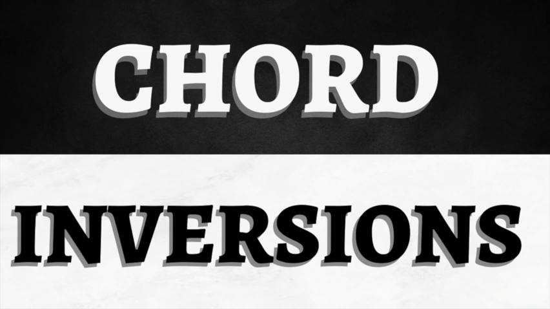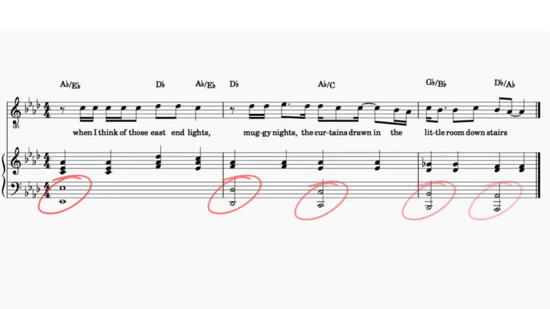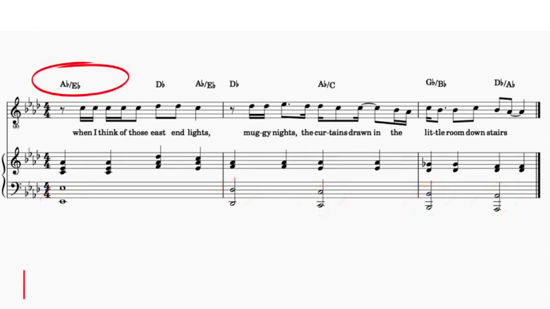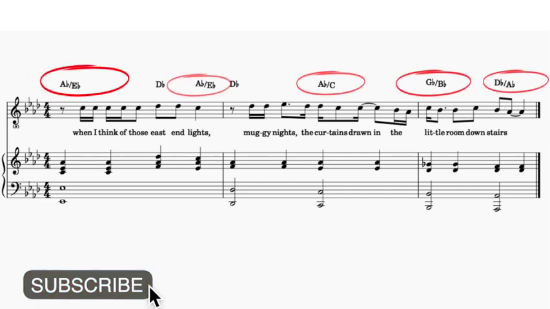Now let's look at the score for one of my favourite ever Elton John songs, and there are many of those to choose from. This is the score to Someone Saved My Life Tonight, and we can see by either looking at the bass notes or by these handy chord symbols here that Elton John is using chord inversions.